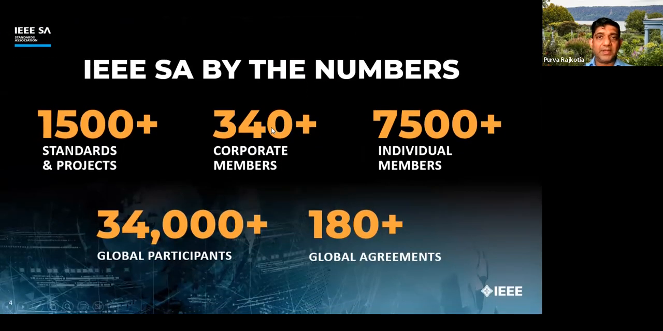Now, just a little bit of insight into the IEEE SA deliverables. So till now, IEEE has delivered more than 1,500 standards and projects with more than 34,000 global participants. We have around 340 plus corporate members, around 7,500 plus individual members, and 180 global agreements with different SDOs and different organizations.